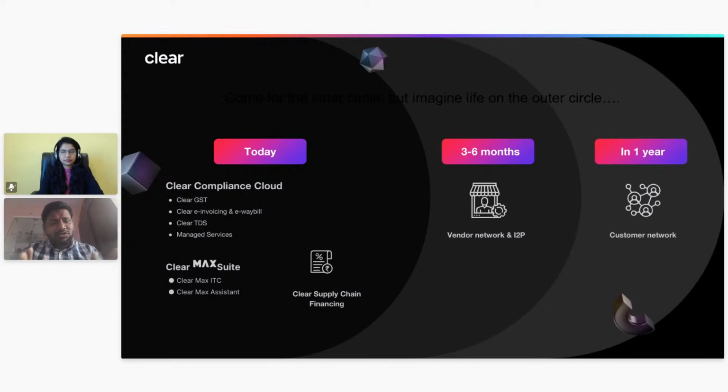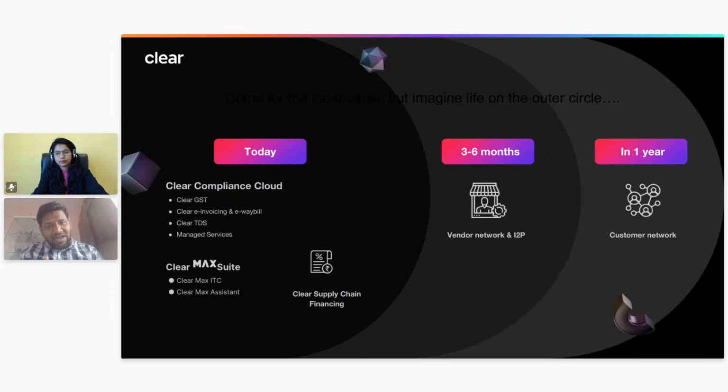And why are these solutions important, and how can they give me the confidence that if I implement this kind of solution, it will definitely help me claim more ITC, and be more compliant with the government compliances, and my organization's impact will be very less. So we have solutions in place, and I assure you this solution will help you with all this automation.